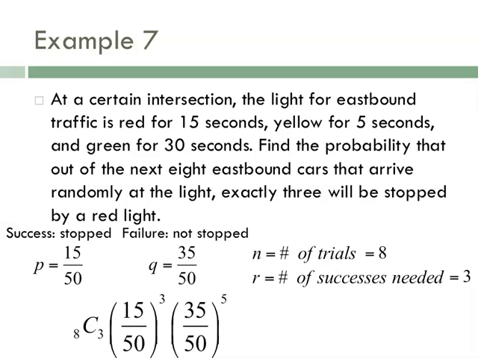So 8 choose 3 times 15 over 50 to the third, 35 over 50 to the fifth, and that comes out to be 0.254, which is equal to 25.4%.